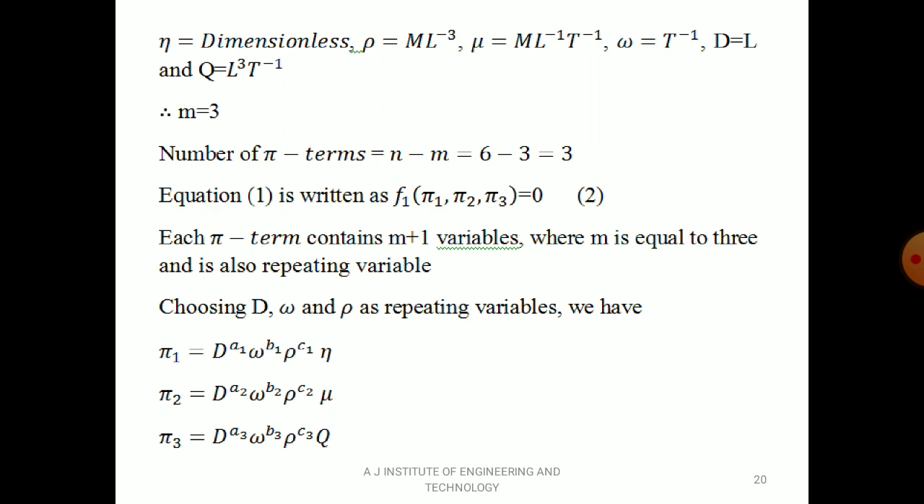So choosing d, omega, rho as repeating variables, we have pi 1 equal to d to the power a1, omega to the power b1, into rho to the power c1, into eta. Pi 2 equal to d to the power a2, omega to the power b2, into rho to the power c2, into mu. Pi 3 equal to d to the power a3, omega to the power b3, rho to the power c3, into q. These are the expressions for pi 1, pi 2, pi 3 in terms of the repeating variables and one more variable. So total 4 variables, out of which d, omega, rho are taken as repeating variables, multiplied by one of the remaining variables.